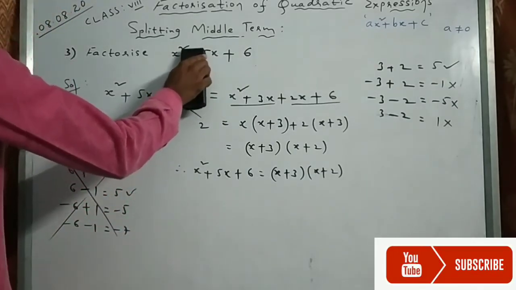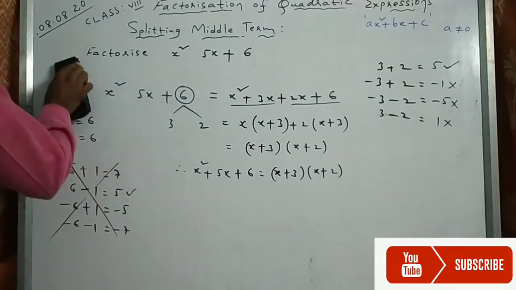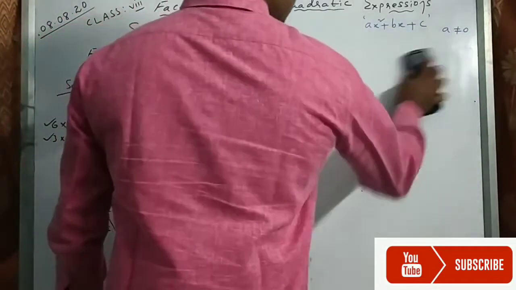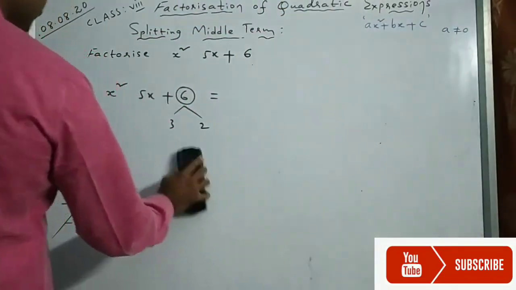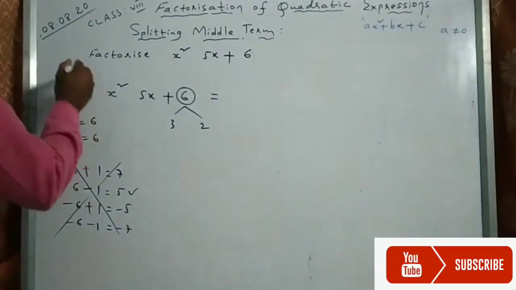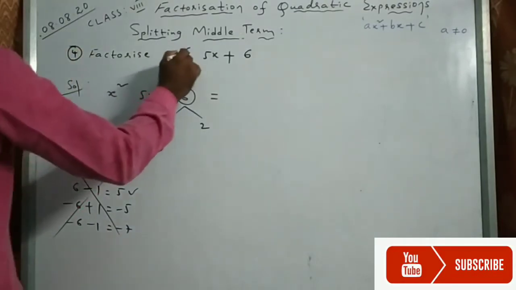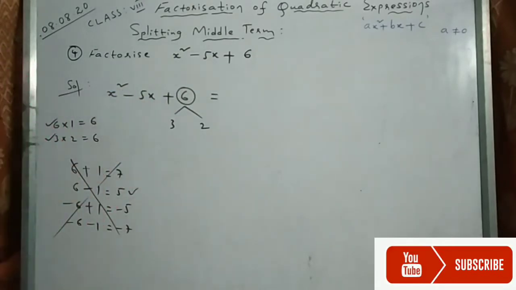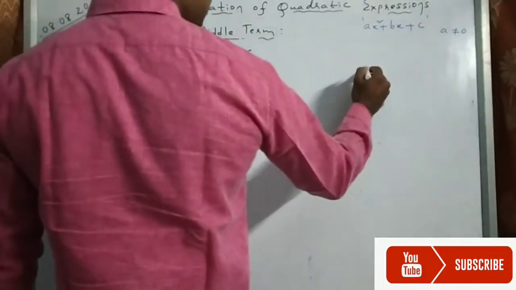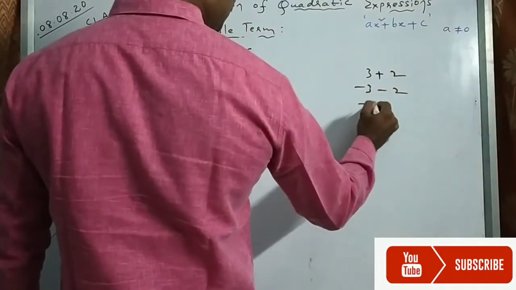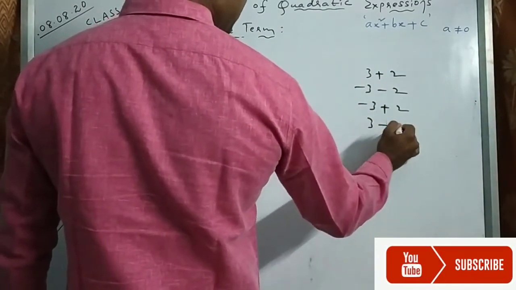I will change here minus now. I will just change negative. You will see now. Fourth one. Minus. Here I will take minus. Now again 6 1s are 6, 3 2s are 6. Which one is possible now? Again 3 2s are 6 only possible. 3 plus 2, minus 3 minus 2, minus 3 plus 2, 3 minus 2.